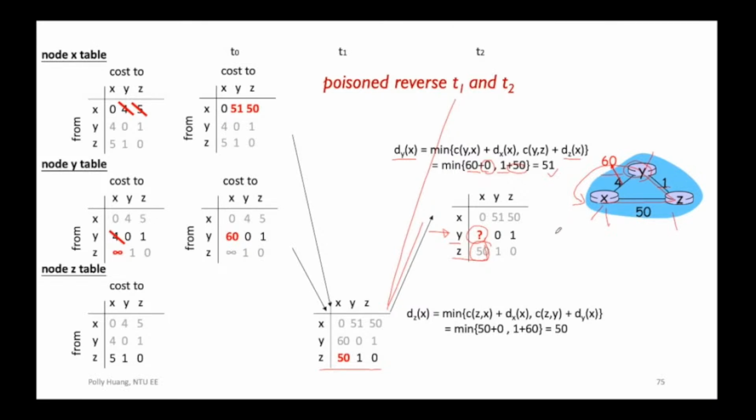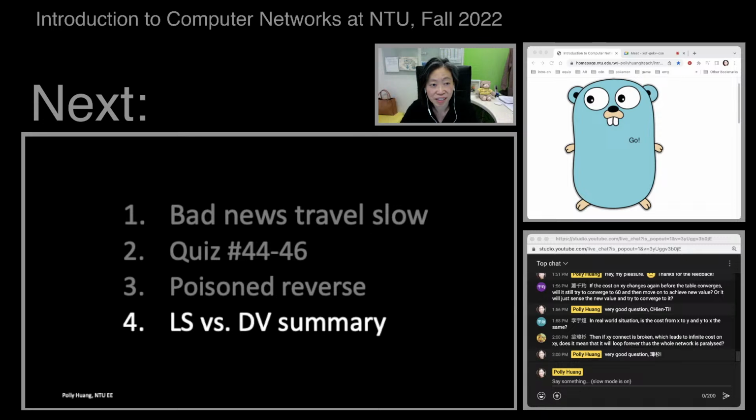And in fact, at this point in time, let's update the distance vector for y. At this point in time, the network converges to the true shortest path. And it takes only what? 2 iterations, as opposed to 44 previously. All right, so that is the power of doing Poisson reverse.